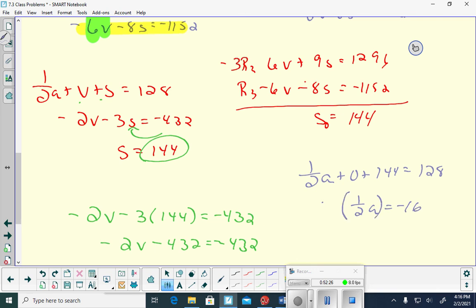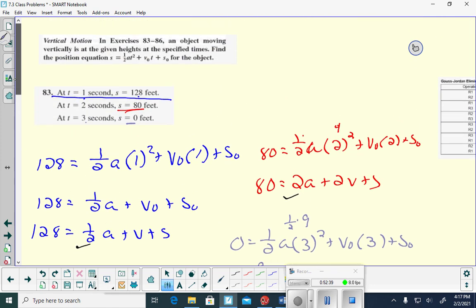Multiply both sides by 2, and I get a to be negative 32. So I have my a, I have my s, I have my v, but I am not done. I'm going back to this original equation up here, and I have to substitute all that back in.